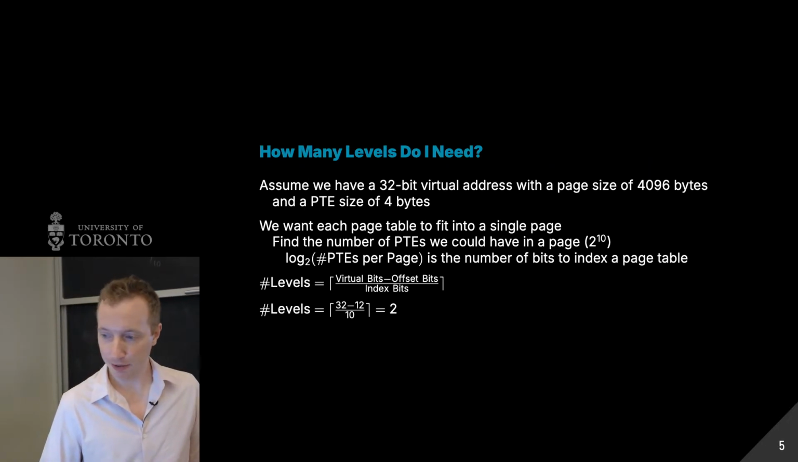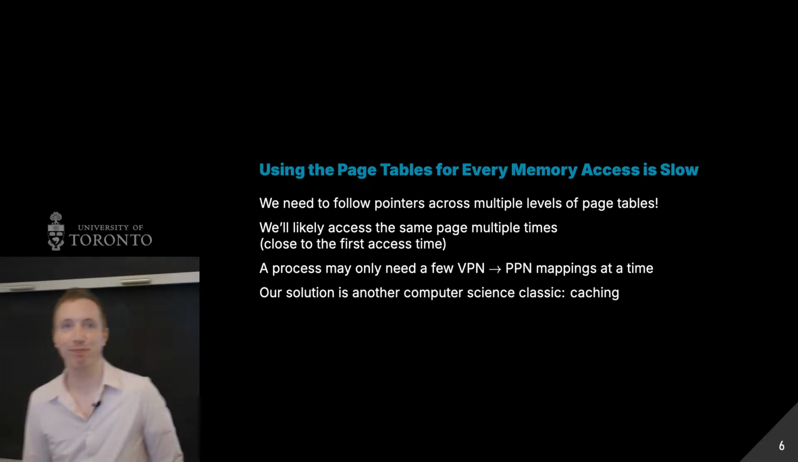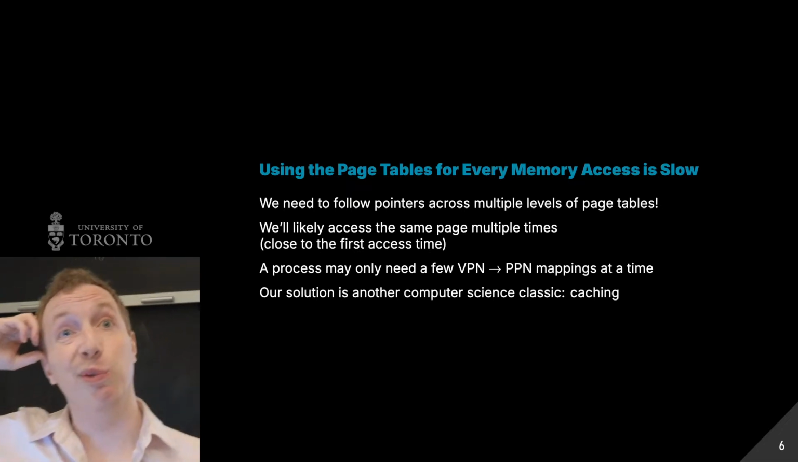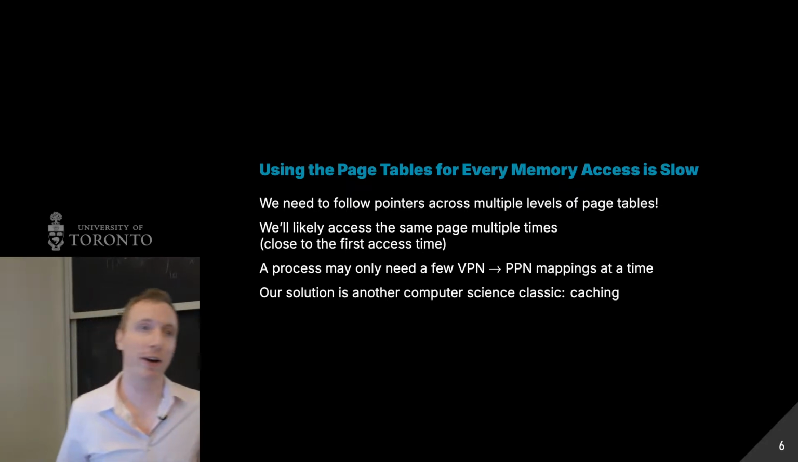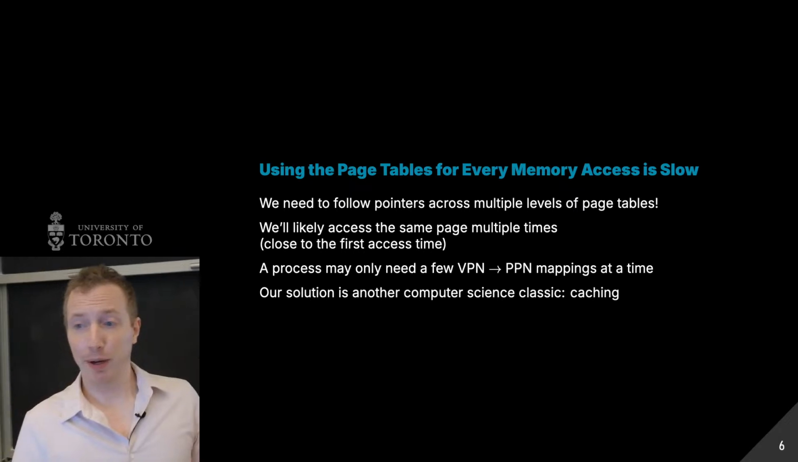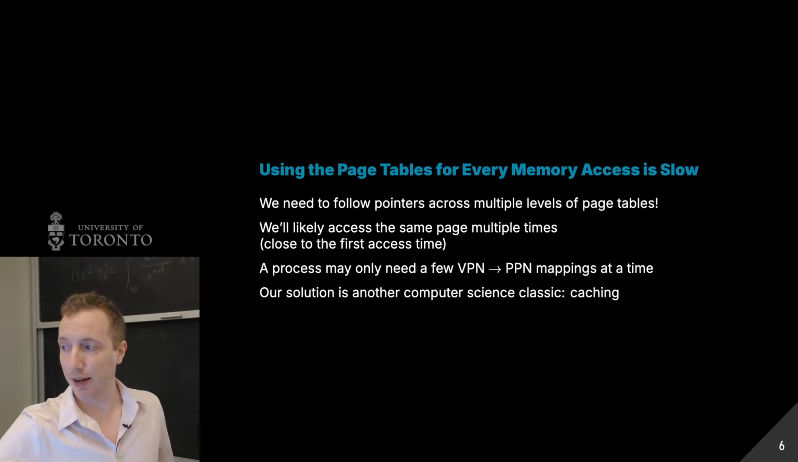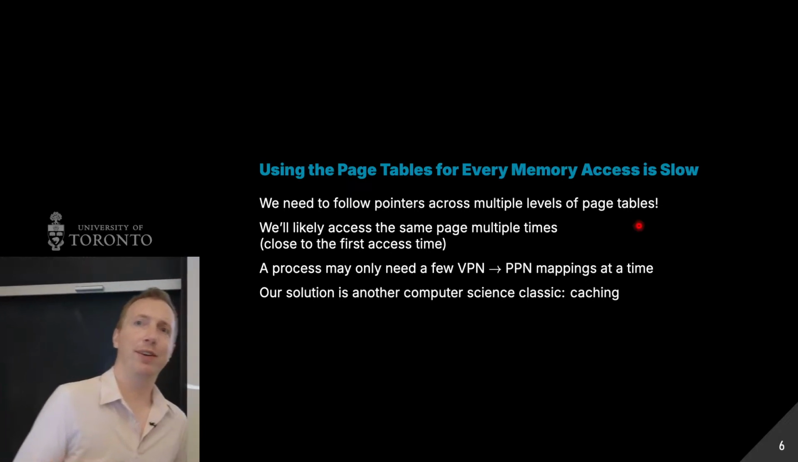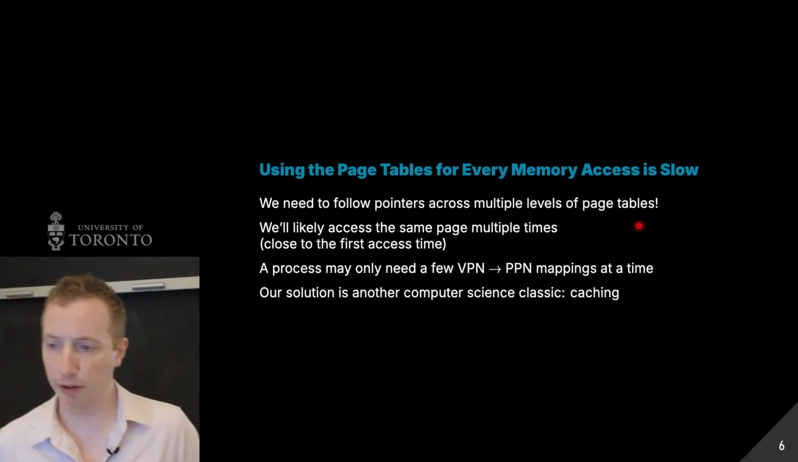All right, any questions for that? Fun story time, right? All right, so we need to address the problem that even with 2 levels, 3 levels, we're still slowing down our memory quite a bit. And remember, we want using virtual memory to be almost as fast as using physical memory. So every single address, we need to follow pointers across multiple levels of page tables. It's awful. It is slow.